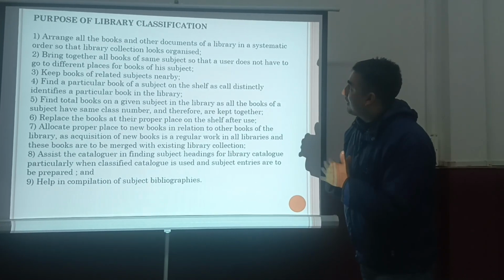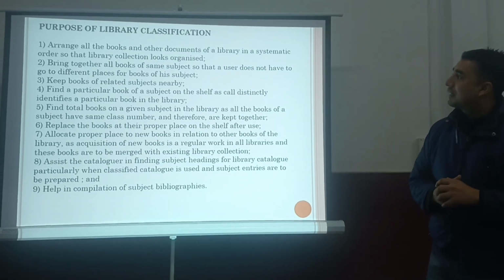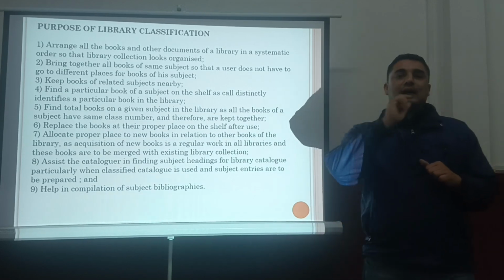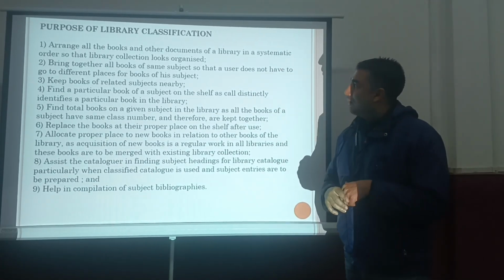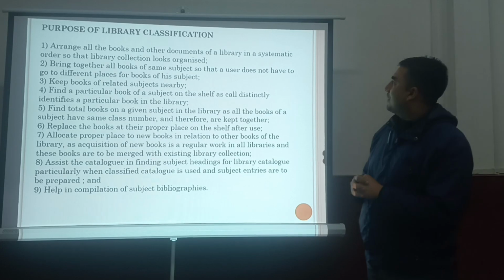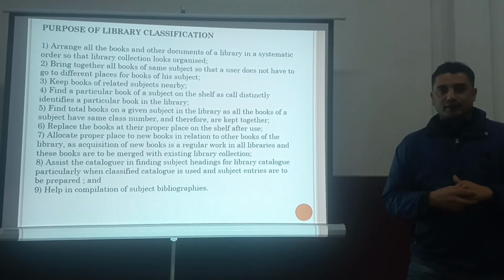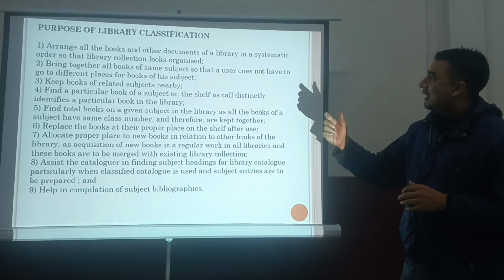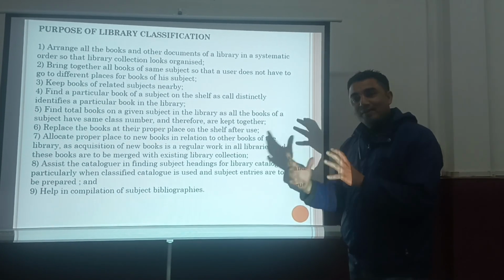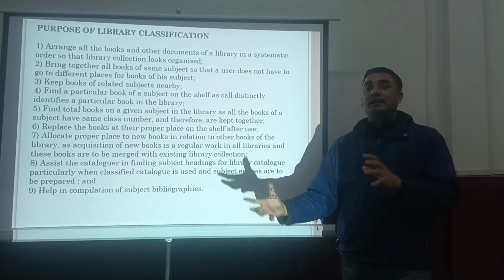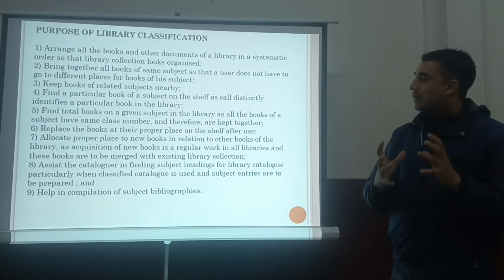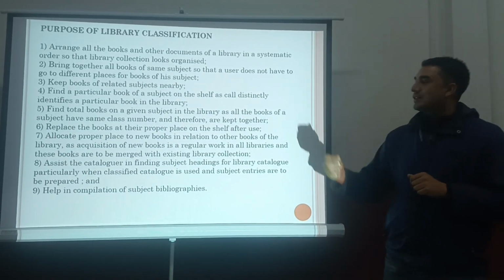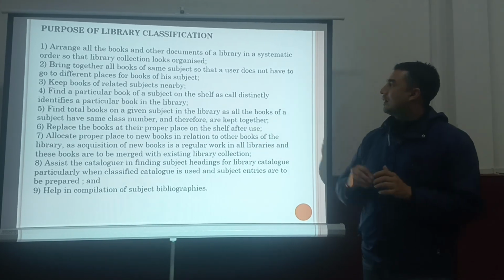So what are the purposes of library classification? There are many purposes, so we will read one, two, three. Later you can study, and I'll ask you in the next class. Number one, arrange all the books and other documents of a library in a systematic order. It means it should follow a system, and the order must be systematic. Similarly, bring together all books of the same subject. It should not be scattered; one subject should have one particular place, so that a user does not have to go to different places for his or her subject.